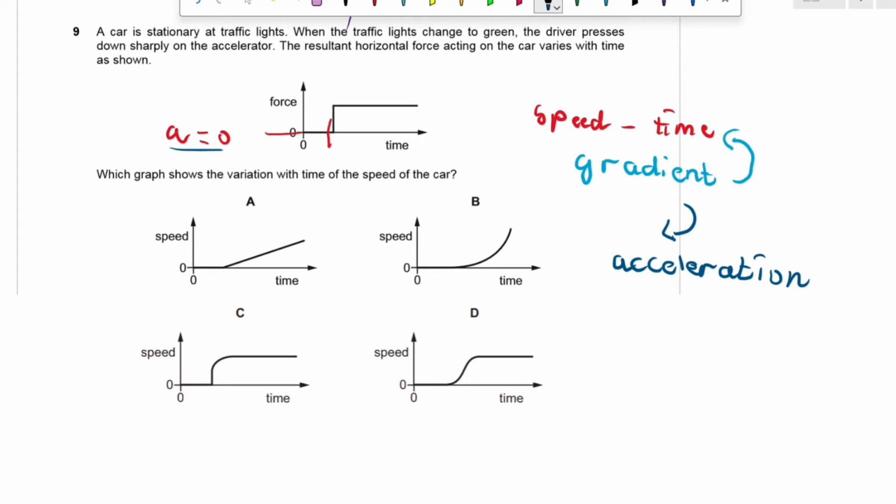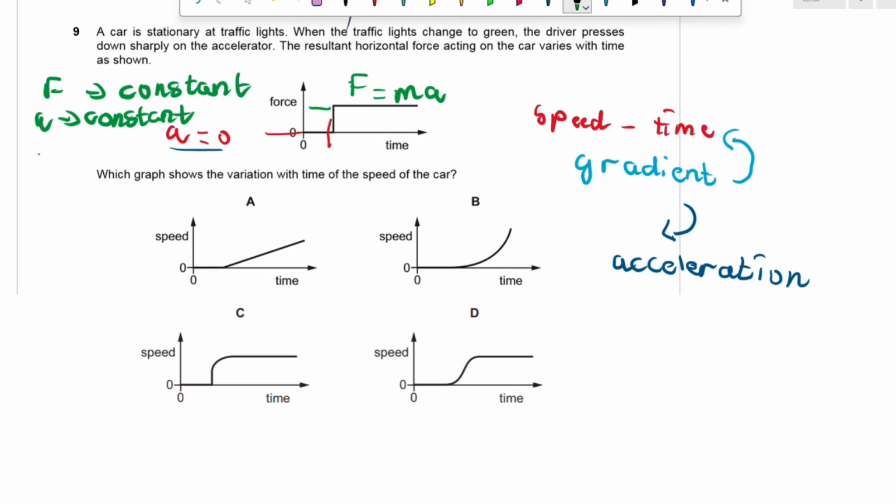But the second part, we're going to have a constant force. Okay, I know that F is equal to ma, mass times acceleration. So the force is going to be constant. So since F is going to be constant, what does it mean? It means that the acceleration is also going to be constant. F is constant, a is constant.